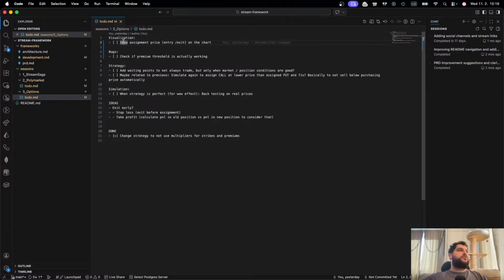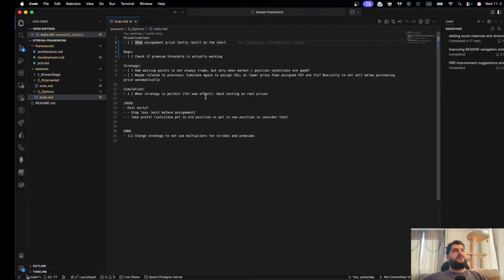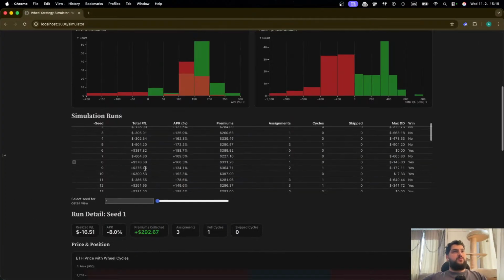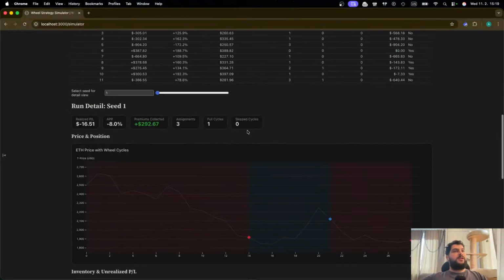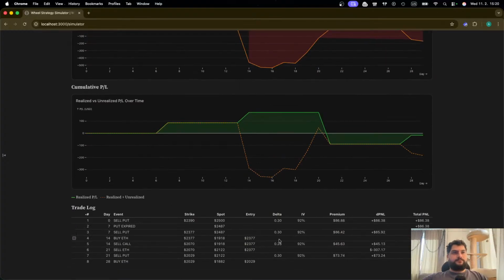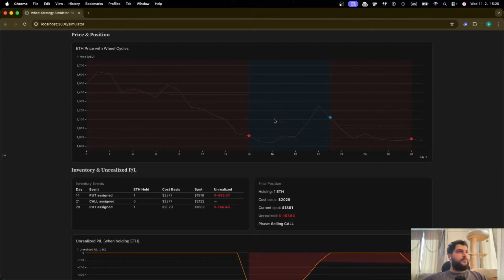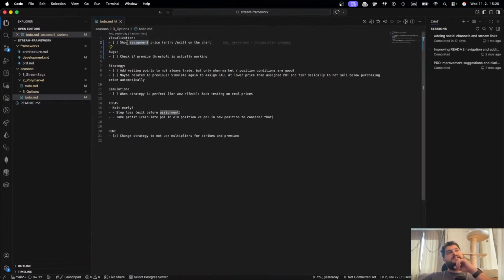So for visualization, show the assignment price, entry and exit on the chart. Probably I made a mistake, because the assignment price is always this line, because this is the strike price basically. So probably it doesn't make any sense to do this. We already see it here. Yeah, probably this doesn't make sense, now looking freshly at it. I think it's okay.